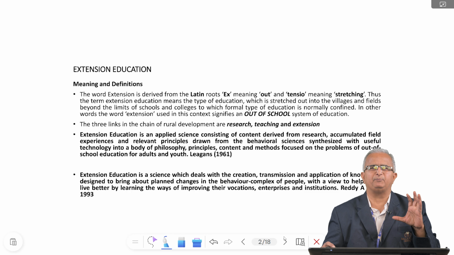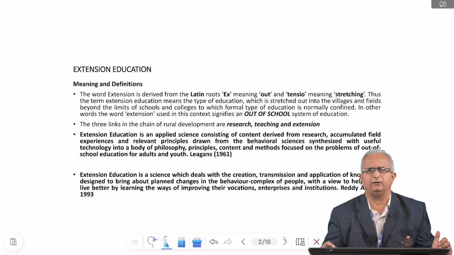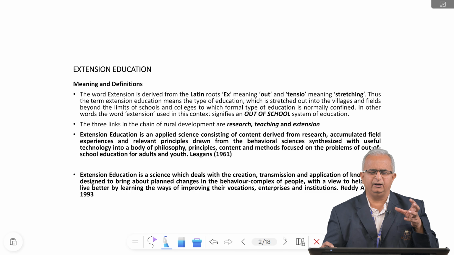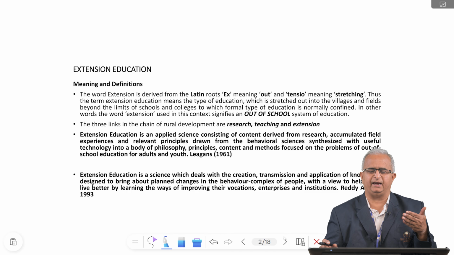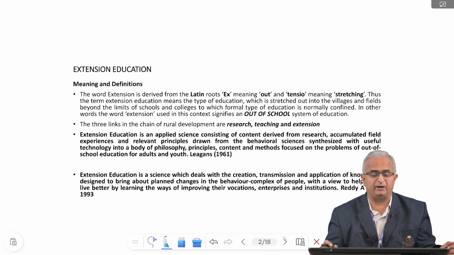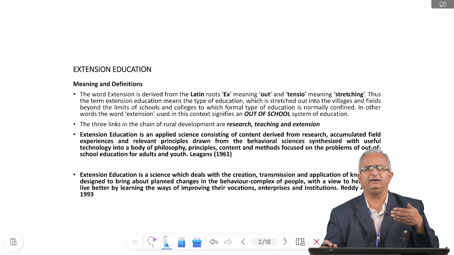If you look at this definition, comprehensively what is meant by extension and extension education is inbuilt in this definition itself. It is clearly explained, and it is an applied science. That means it is the application part of the science. And what is the subject matter of the extension? It is nothing but the content, the subject matter of the extension. It is derived from research. That means the extension scientists do several research activities and come out with their research findings, and accumulated field experiences of the farmers and the scientists with the farmers.